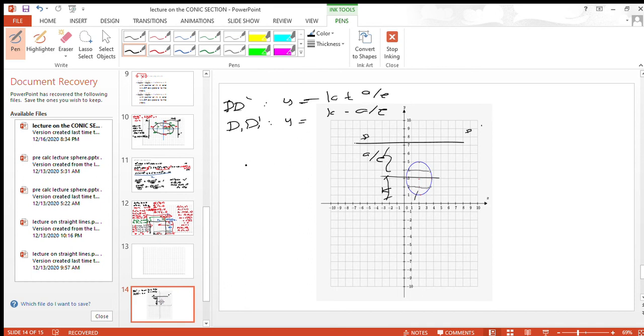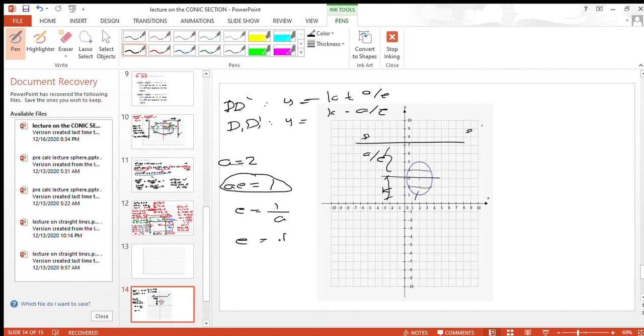But the question is, saan natin kukunin si A over E? Alam natin si A is 2, pero hindi natin alam si E. But we know that AE is 1. Diba? Na-solve natin kanina. So, if we will solve for E from this, if AE is 1, then E is 1 over A. Pero A is 2, kaya E is 1/2. Therefore, A over E, A is 2, E is 1/2, therefore, A over E is 4.